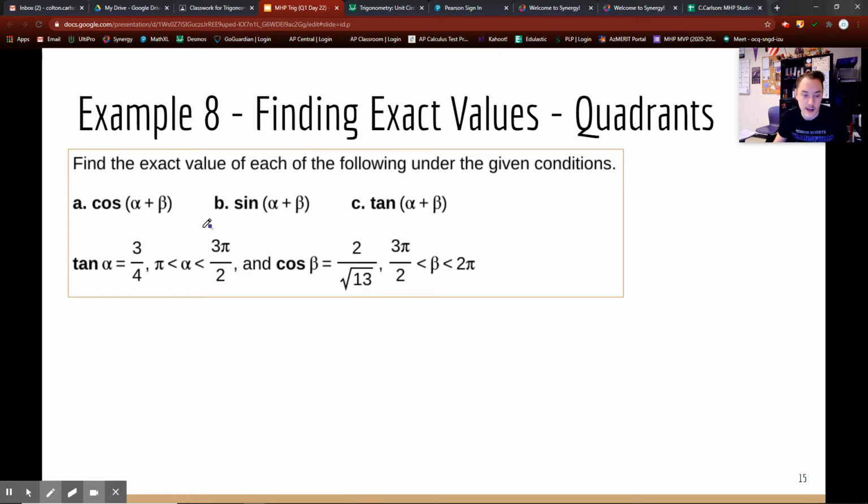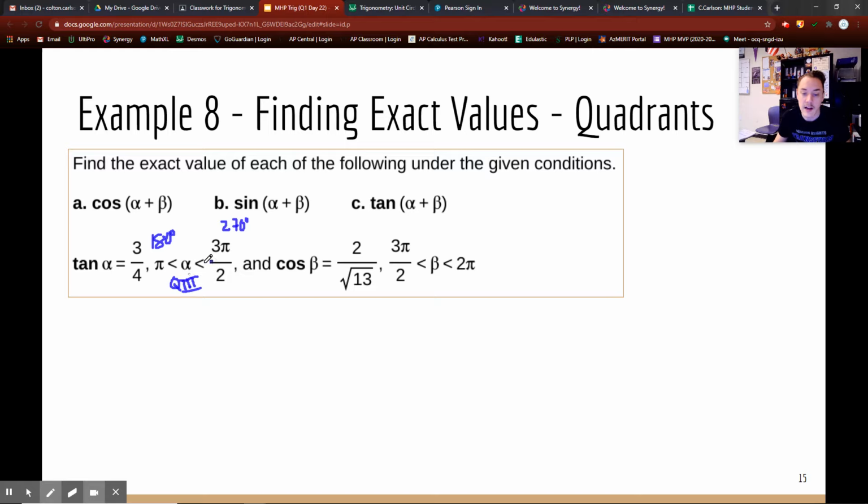So right here, what I have is pi. Alpha lies between pi and 3 pi over 2. So what is pi? Well, pi is 180, and 3 pi over 2 is 270. Which quadrant is that the border of? Is 180 and 270 the border of? And that's quadrant 3. So that means I have quadrant 3 here.